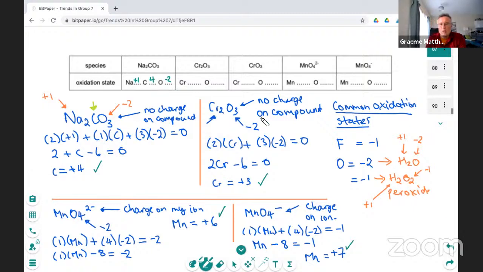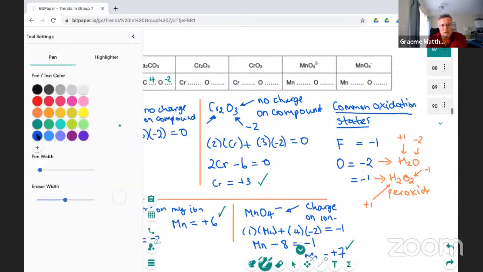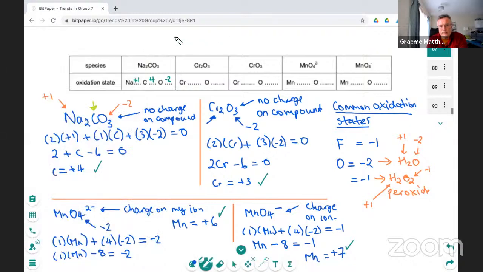So anyway, on this one, chemists, let me give it a title. This one here is quite simply determining oxidation states.